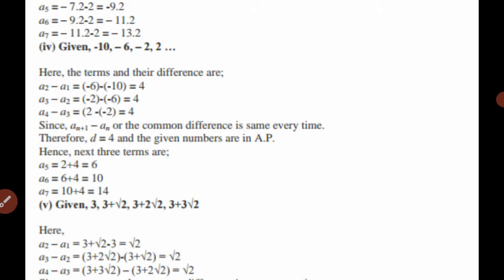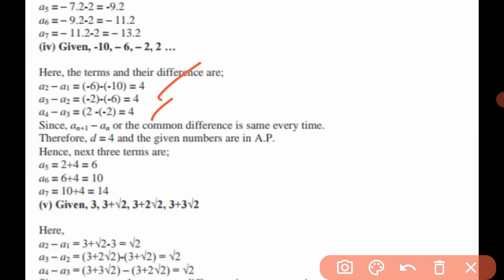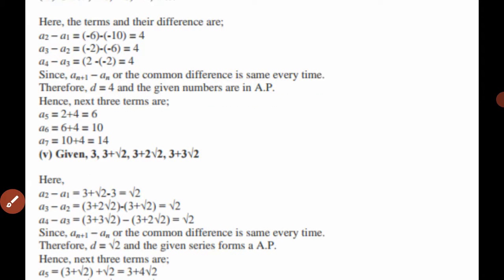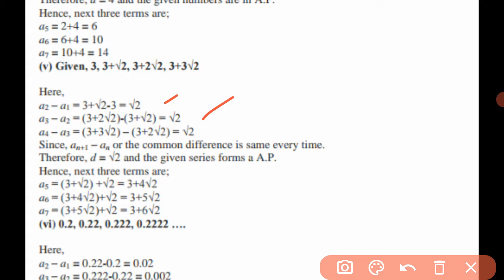So here also we can find that the common differences are the same, and if the common differences are the same then it will be in AP and we can find the remaining 3 terms. Now in the fifth part we have given 3 plus root 2, 3 plus 2 root 2 and 3 plus 3 root 2. First we find a2 minus a1, that is root 2, then a3 minus a2 is also root 2, and a4 minus a3 is also root 2. Therefore yes, it forms an AP.